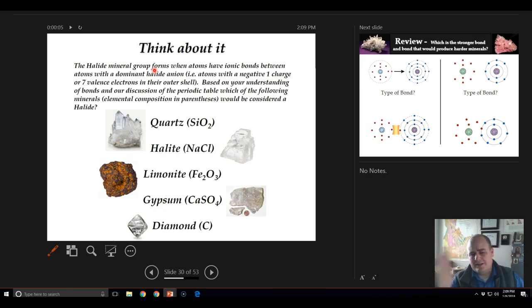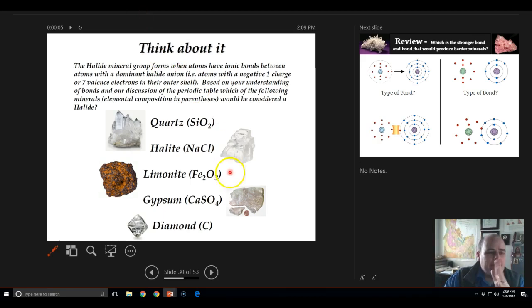Now, if you remember, the halides at the very end have 7 electrons. They want 8. So they want to bond with something on the first part of the periodic table, so you'd have the full electrons, right? So you'd want something on the first column of the periodic table and then something in the second to last column. That would be considered a halide.